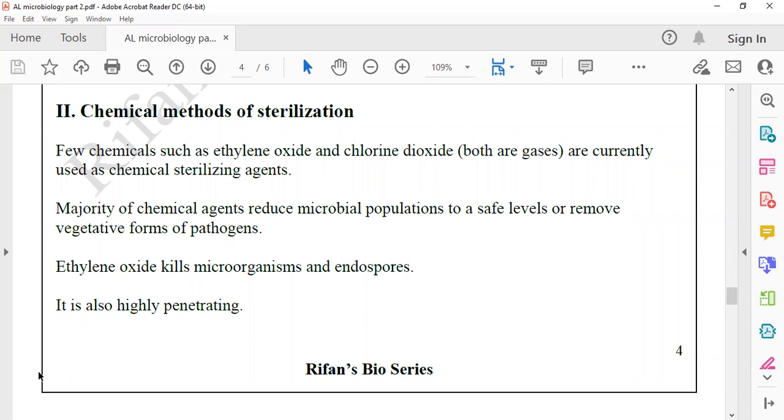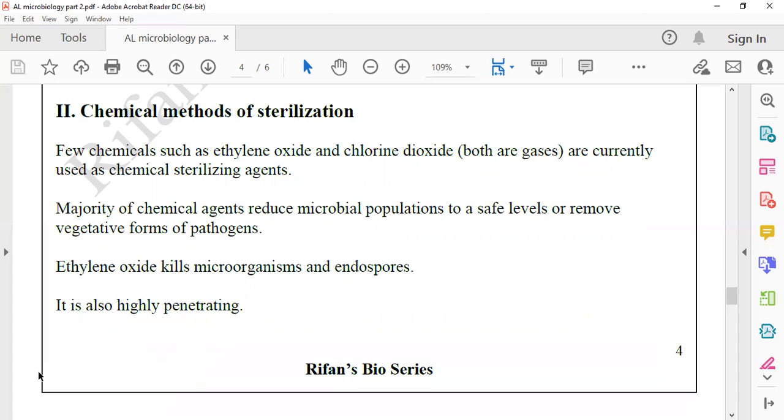In the case of chemical methods of sterilization, as the name implies, chemicals are applied. There are many chemicals there. Here they are mainly pointing to gases. One is ethylene oxide. The other one is chlorine dioxide. The two major sterilizing agents. We use chlorine also, but for the moment, these two.